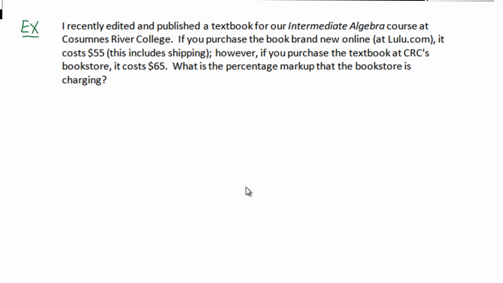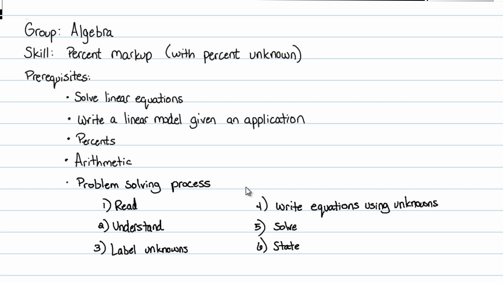In this tutorial, we're going to talk about percent markup problems. Percent markup problems and percent markdown problems are technically from a pre-algebra course. However, you can see these also in algebra courses or elementary algebra courses. Some colleges or high schools have them as Algebra 1 or Algebra 2 courses. Now, the group that this belongs to, like I just mentioned, is algebra.